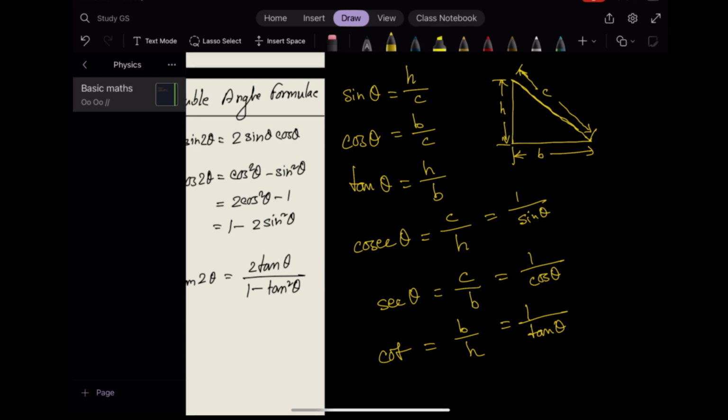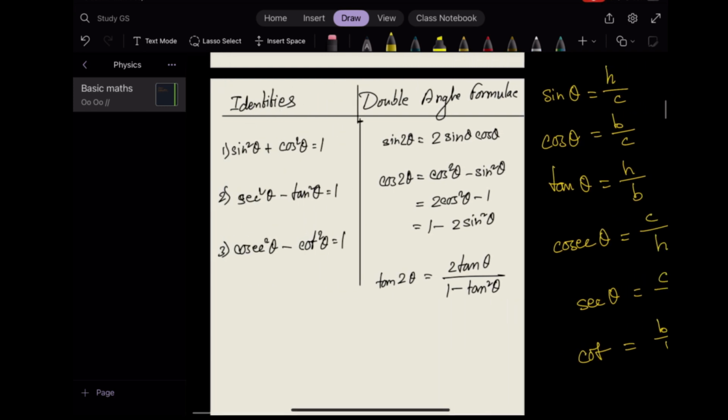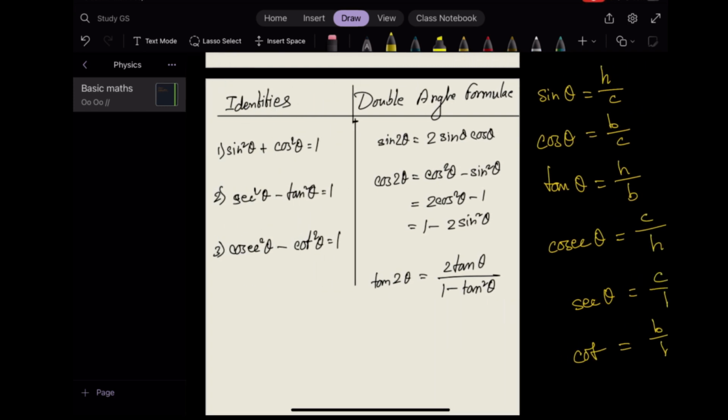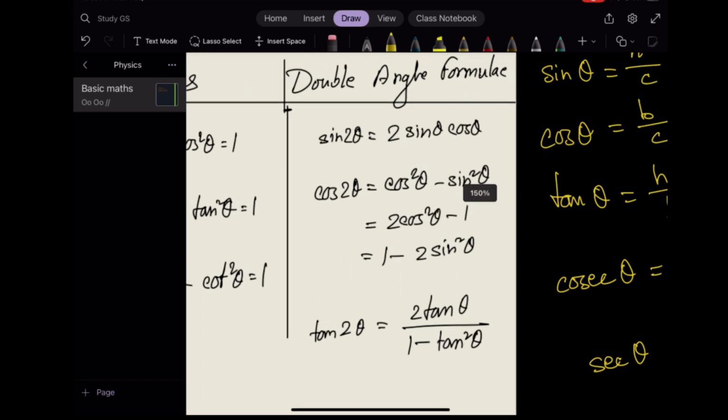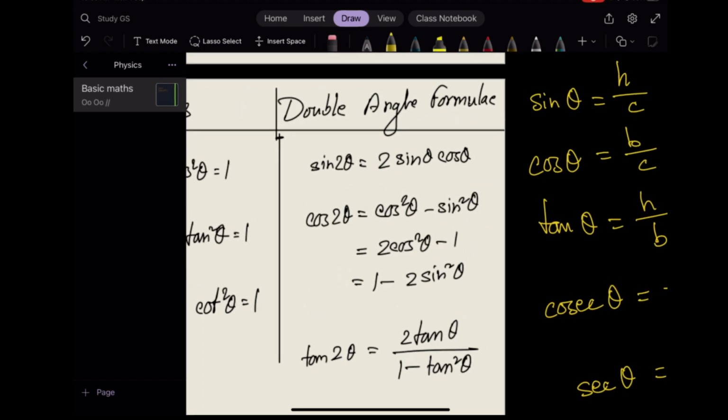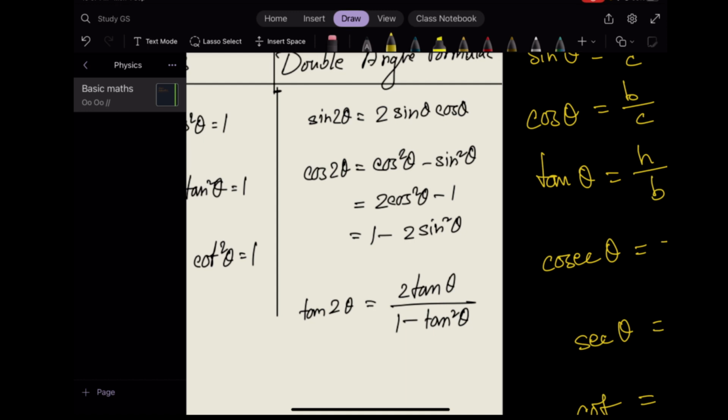If you remember it, now just remember this particular part. Sin square theta plus cos square theta is equal to 1. Sec square theta minus tan square theta is equal to 1. Cosec square theta minus cot square theta is equal to 1. Now the double angle formula: sin 2 theta is equal to 2 sin theta cos theta. Cos 2 theta is equal to cos square theta minus sin square theta. 2 cos square theta minus 1 is also cos 2 theta. Also cos 2 theta is equal to 1 minus 2 sin square theta.